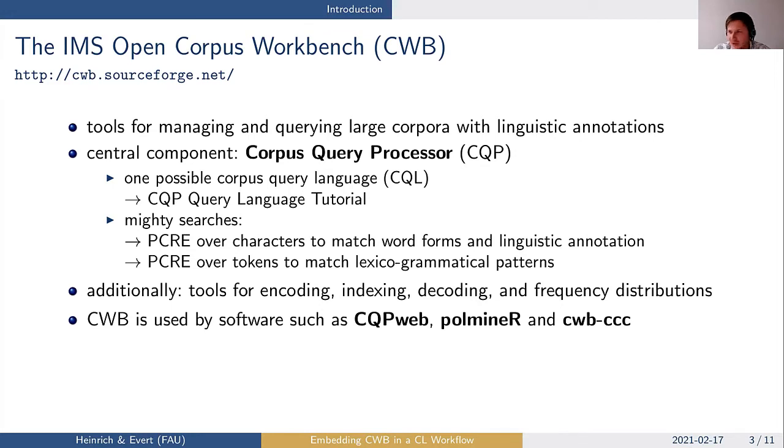because it supports basically regular expressions over two layers: once over the characters to match word forms and linguistic annotation, and over tokens to match lexicogrammatical patterns. Additionally, the CWB ships with tools for encoding, indexing, decoding, and frequency distributions, and is used as a backend by software such as CQP Web.